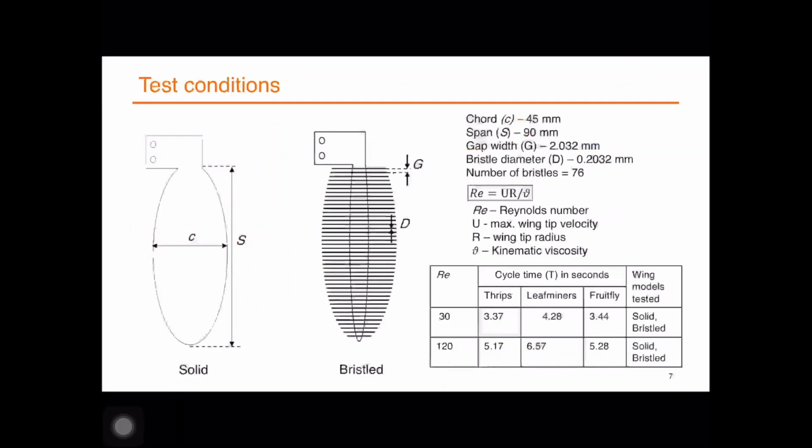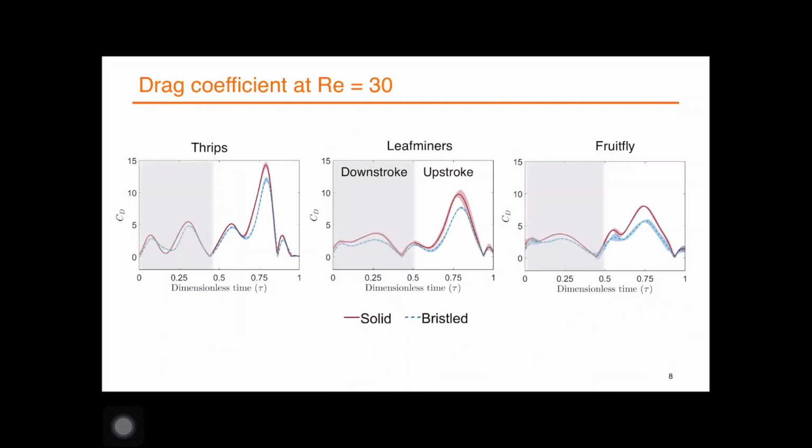In this study, we tested the aerodynamic performance of two wing models, a solid and a bristle wing model, at two different Reynolds numbers of 30 and 120 and for three different wing kinematics of thrips, Leafminers and Fruitfly. Here, we present drag coefficient for varying wing kinematics at Reynolds number 30 for a solid and bristle wing model. The red line here represents a solid wing and the blue dashed line represents a bristle wing.